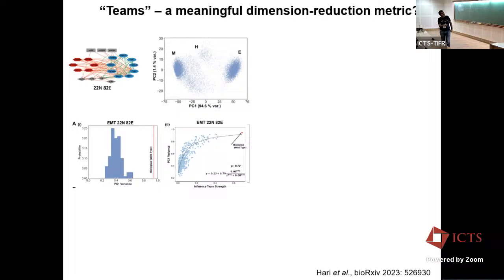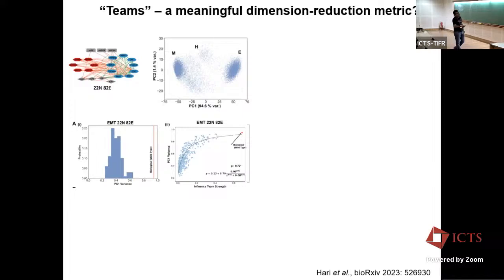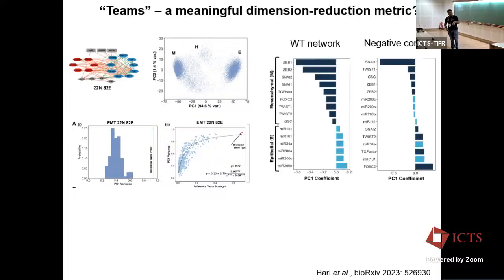And you can clearly see this trend here. The higher the team strength, the higher the principal component variance that you're going to get. And again, to calculate team strength, you don't need to do any simulations. All you need is the network, just multiply the matrix, you get the teams. So you can get information about the dynamics of the network without simulating the network by using this particular idea.